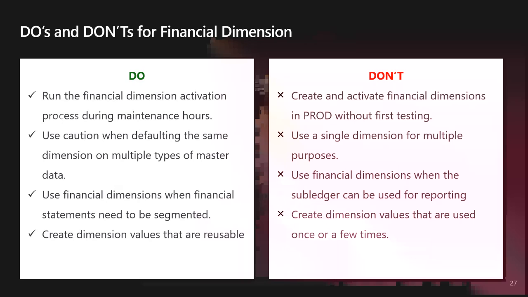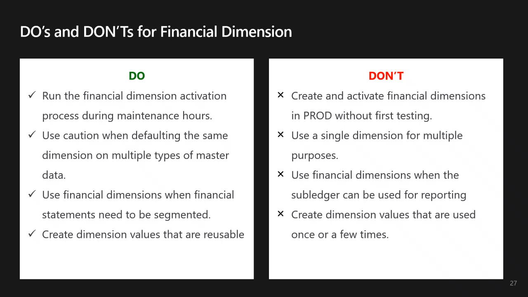We also don't recommend that you use a single dimension for multiple purposes. So if you've got a cost center dimension and on your revenue accounts, it represents a brand, and on your expense accounts, it represents departments, we wouldn't recommend that you try to combine those together. Instead, we recommend that you create 2 separate dimensions and use your account structures to say that revenue accounts have brands and expense accounts have departments. And we already talked about this, don't use financial dimensions when a subledger can be used for reporting.